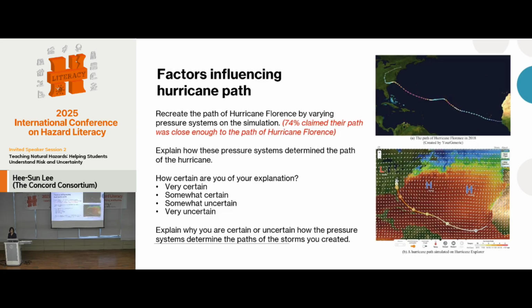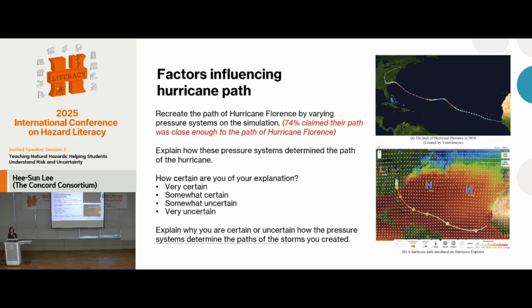And then this is the simulation task. The top one shows Hurricane Florence in 2018 that caused large impact, and we asked students to manipulate the simulation to create the exact path. To be able to create this path, you must actually change the locations of the pressure systems and then change the strength to make this kind of path, but they wouldn't be able to make an exact path. That's the point in simulation and modeling.